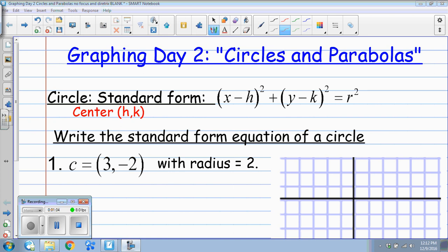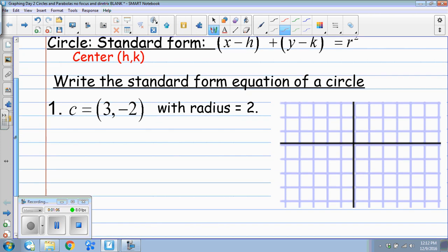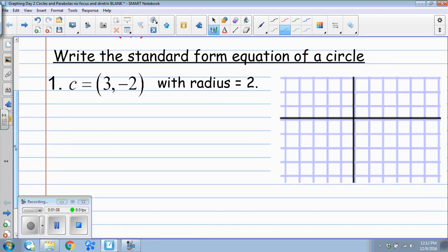And so if we take this first example, we have to write the standard form of the equation. Okay, so this is h and this is k, and the radius is 2. So it's (x minus 3) squared, because h is 3, plus (y what?) plus 2, squared, equals 4. Okay? So now, let's graph it.